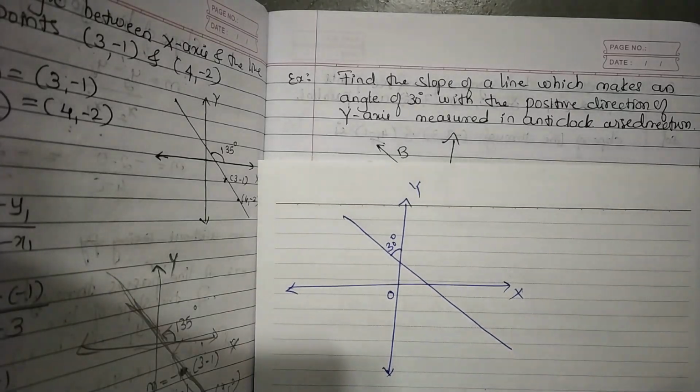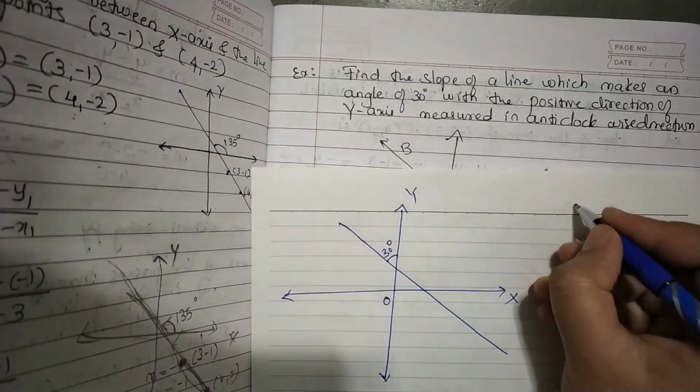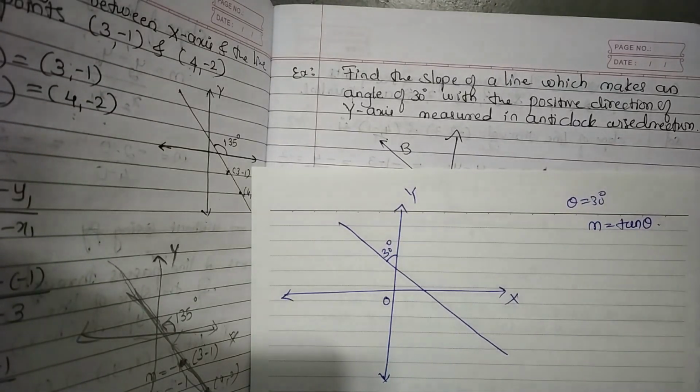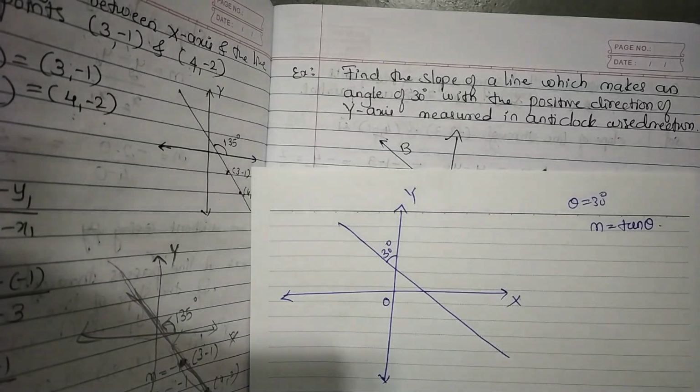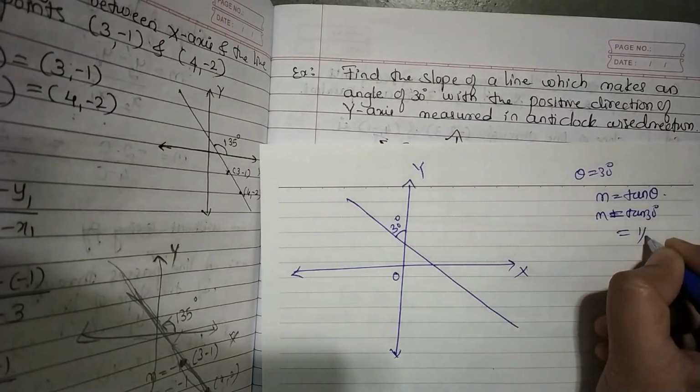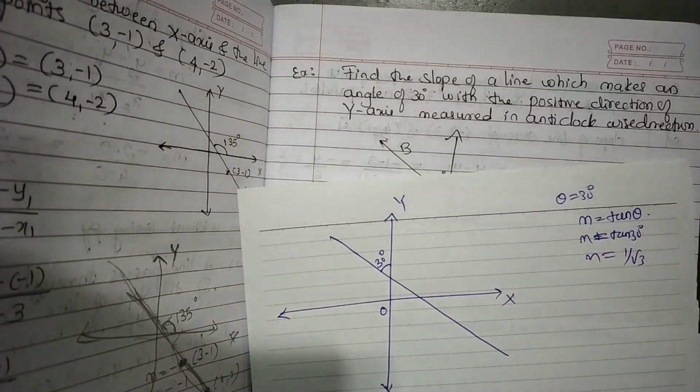Now to find the slope, what do you do? The angle, 30 degree, is given. When the angle is given, which formula do you use? tan theta. When 2 points are given and we need to find the slope, what is the formula? That is m is equal to y2 minus y1 by x2 minus x1. When the angle is given, the slope of a line formula is m is equal to tan theta. So m is equal to tan 30 degree. The tan 30 degree is 1 by root 3.